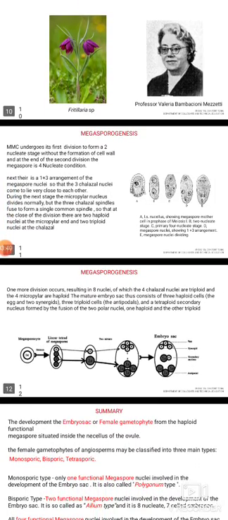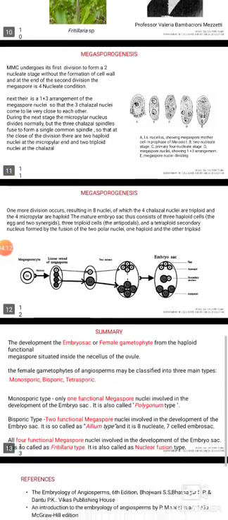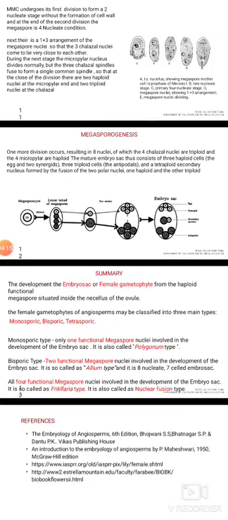One more division occurs, resulting in 8 nuclei, out of which 4 chalazal nuclei are triploid and 4 micropylar are haploid. The mature embryo sac therefore consists of 3 haploid cells, that is the egg and 2 synergids, 3 triploid cells, the antipodals, and a tetraploid secondary nucleus formed by the fusion of 2 polar nuclei, one haploid, the other triploid. This summarizes the development of the embryo sac or female gametophyte from the haploid functional megaspore situated inside the nucellus of the ovule.